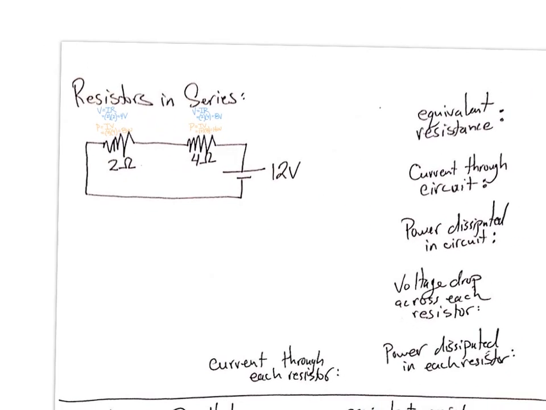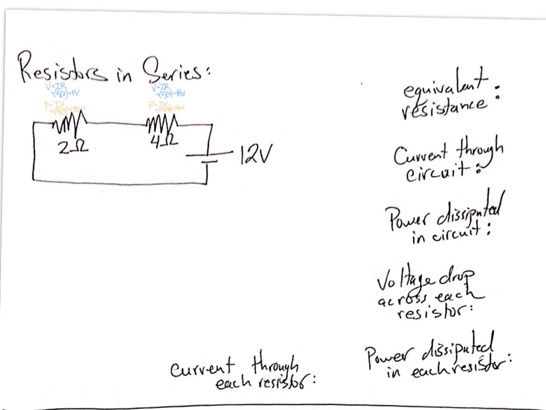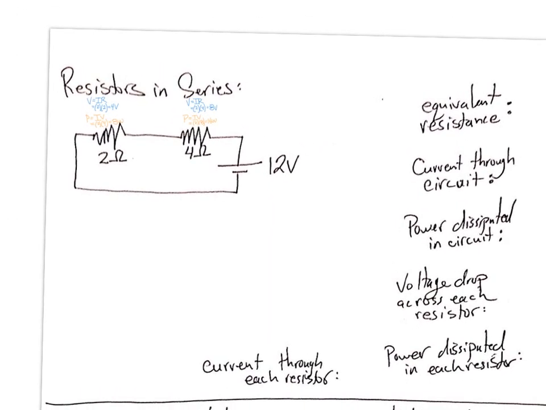So here's what we're going to calculate for our series circuit here. We're going to calculate the equivalent resistance of the circuit, meaning these two resistors together, how much resistance do they put up, the current through the circuit, power dissipated in the circuit, and then basically the same thing for each of the resistors. So here we go.